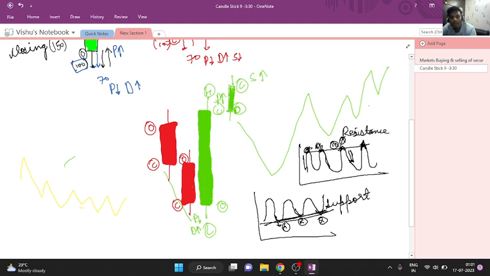When you are going up, someone stops you, it's a resistance. But when you are going down, someone stops you from going further down, it's a support. Okay, this is how you understand support and resistance.